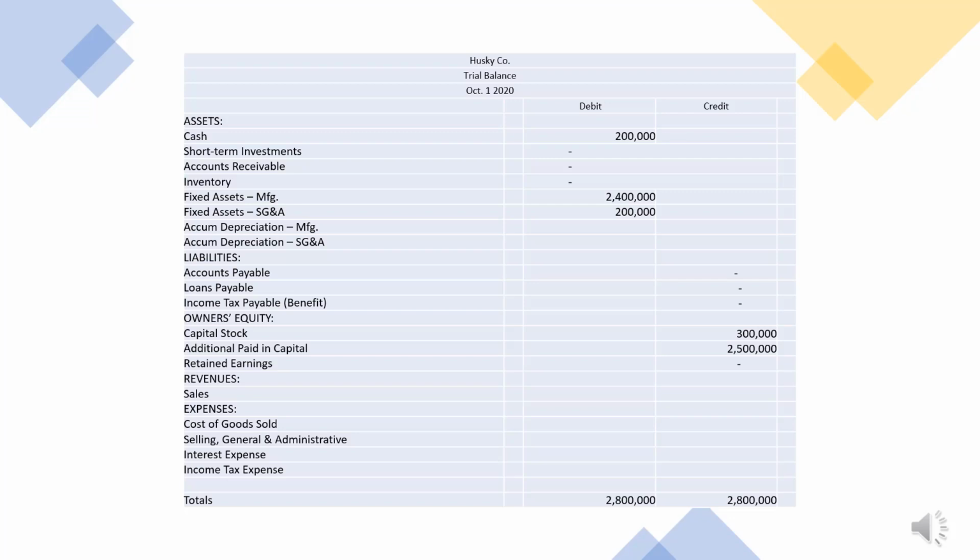Now, 2.6 million is obviously not 2.8 million, so they still had cash worth $200,000 left over. How did I get this $300,000 and $2.5 million? Well, remember they sold 30,000 shares worth of stock that was $10 par for $2.8 million. The 30,000 at $10 is $300,000. And then the remainder is additional paid-in capital, the $2.5 million. And that's how you break it down.